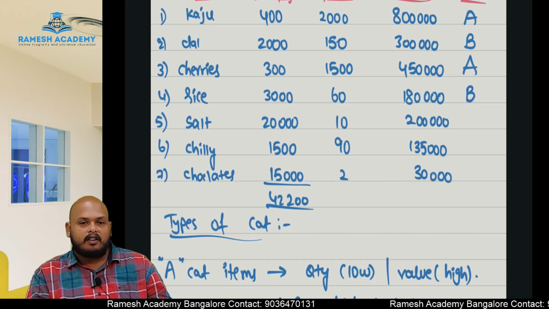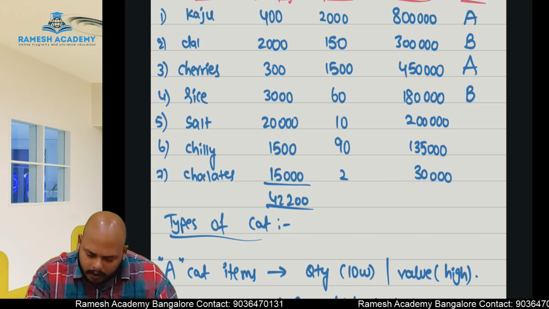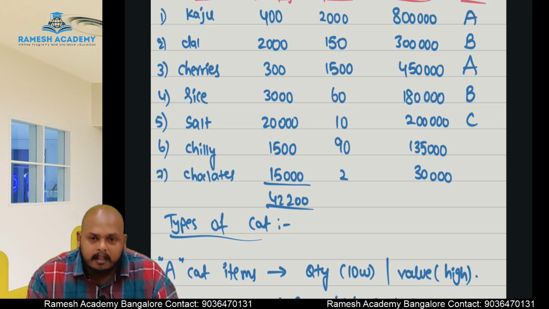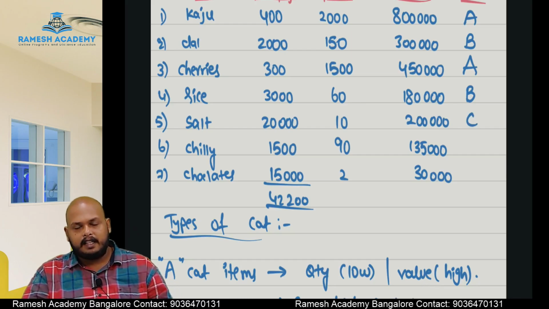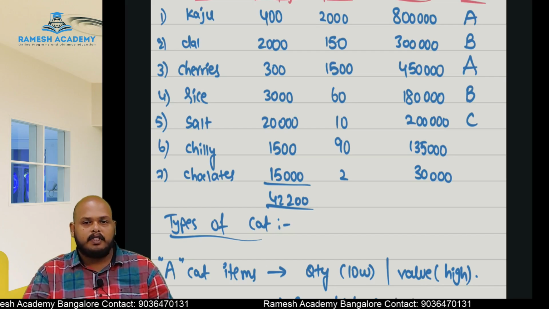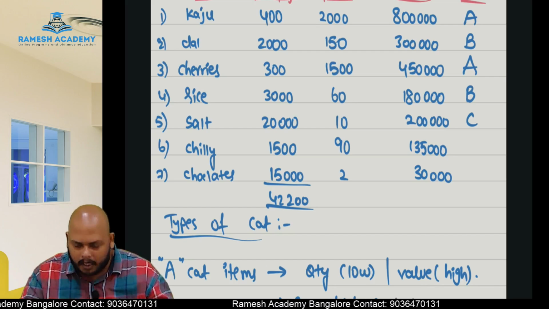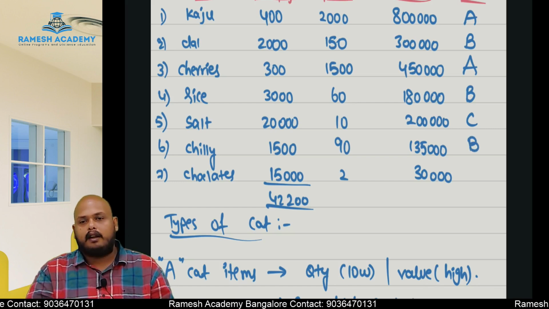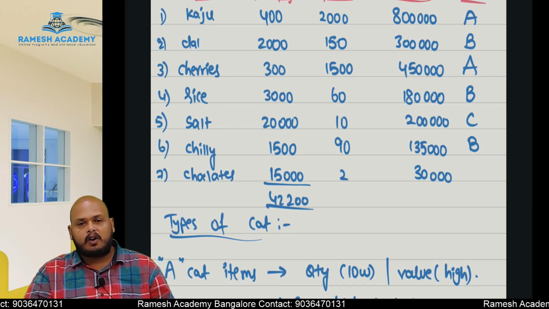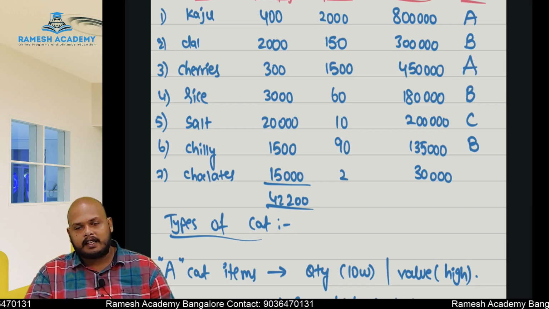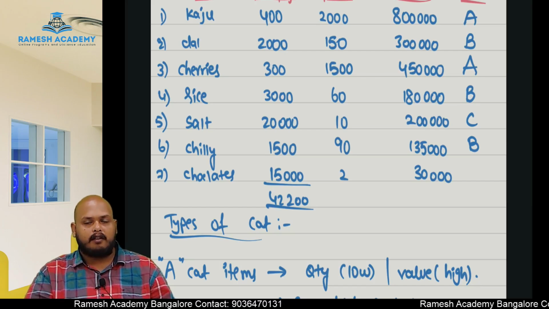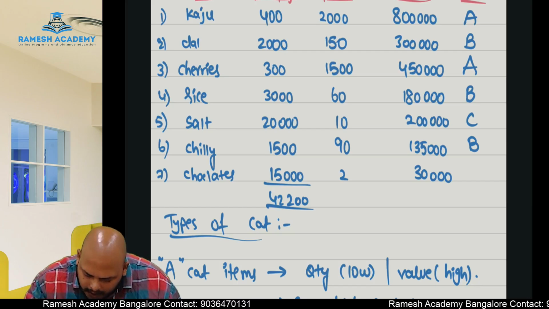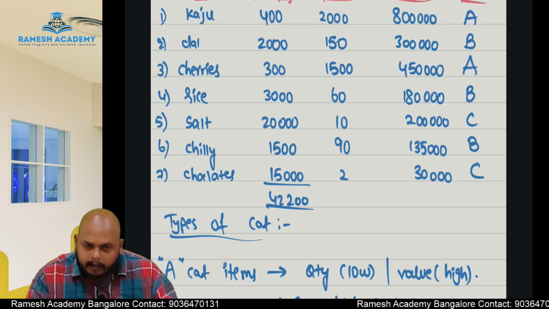Salt: you can see quantity is very high, value is low. So which category is this categorized as? C category items. Chili, 1500 kgs means moderate quantity, price 90, moderate only. So this is categorized as B category. Next, chocolates: 15,000 chocolates, quantity is high, price 2 rupees per chocolate, value is low. So this can be categorized as a C category item.